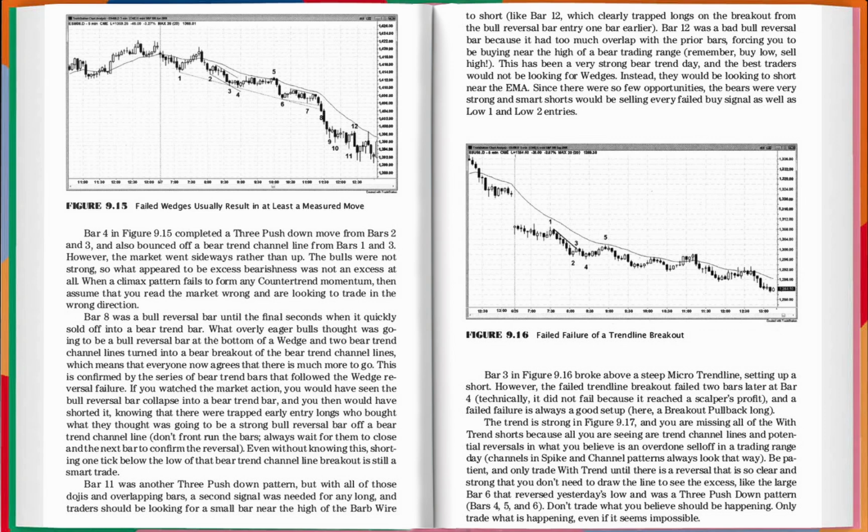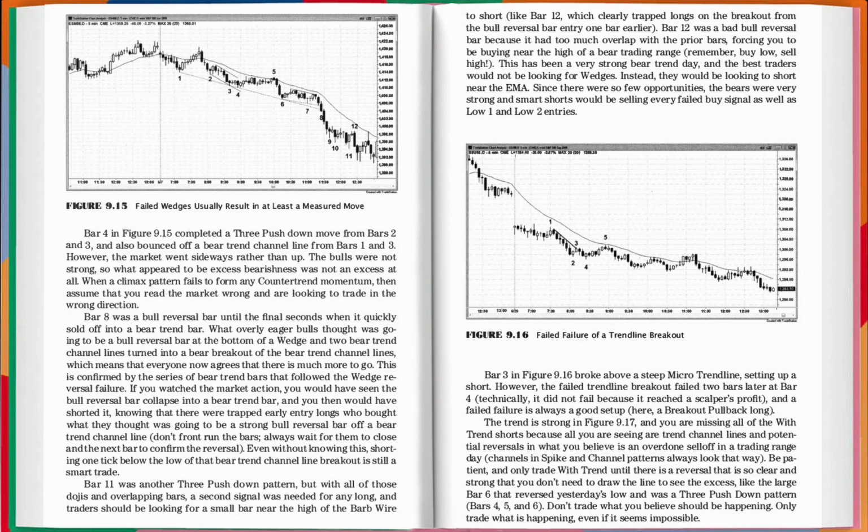Bar 11 was another 3 push-down pattern, but with all of those dojis and overlapping bars, a second signal was needed for any long, and traders should be looking for a small bar near the high of the barbed wire to short like bar 12, which clearly trapped longs on the breakout from the bull reversal bar entry 1 bar earlier. Bar 12 was a bad bull reversal bar because it had too much overlap with the prior bars, forcing you to be buying near the high of a bear trading range. Remember, buy low, sell high.